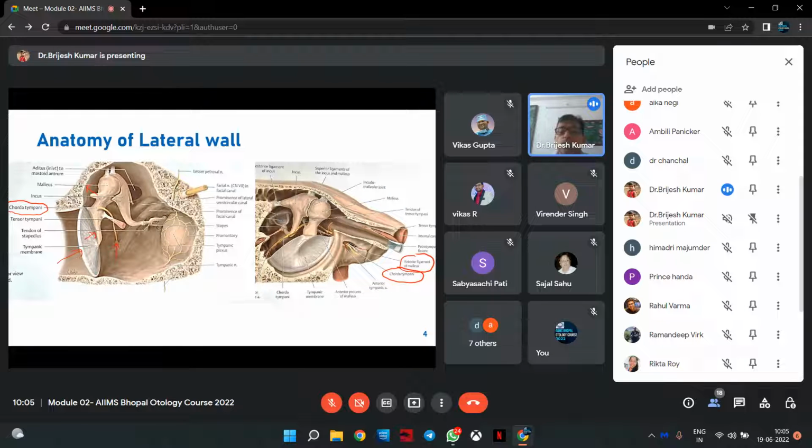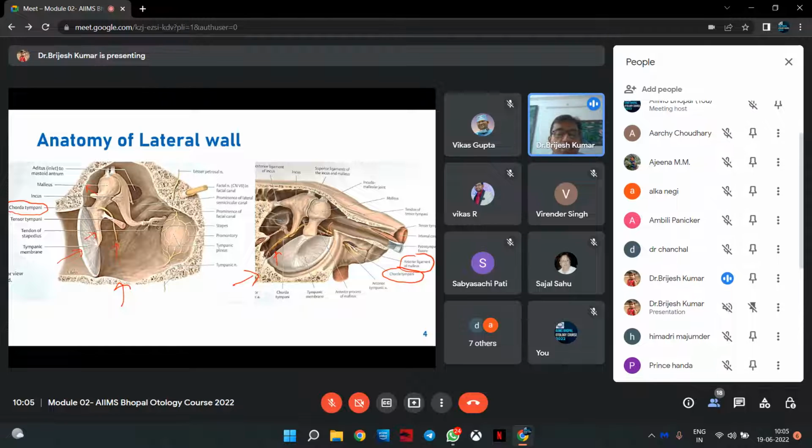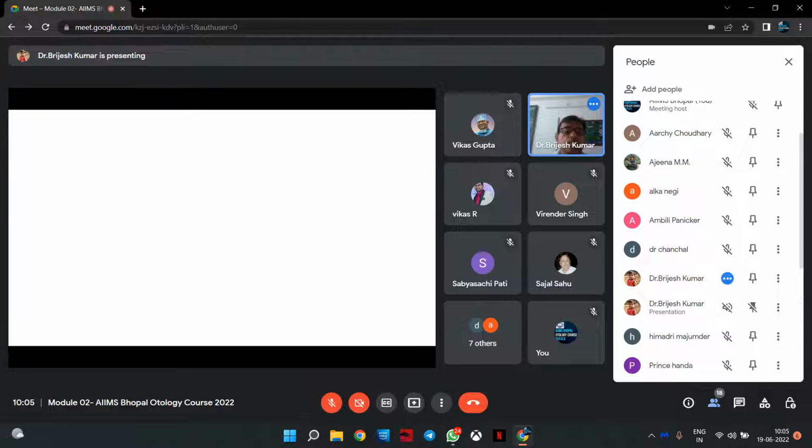In this view, this figure shows the middle ear cavity from the external auditory canal. The tympanic membrane has been cut open, whereas in this figure, the anterior wall has been cut open. That's the lateral wall and that's the medial wall, and this is the posterior wall. So the anterior wall has been cut open and we are seeing these features. Let us see some more bony parts in the lateral wall. We will continue with that.